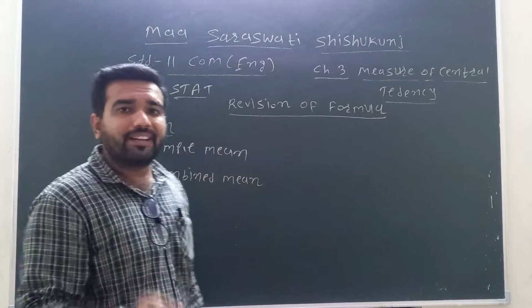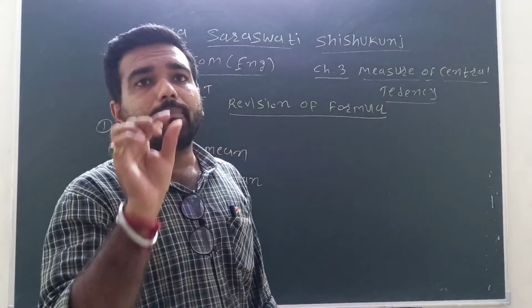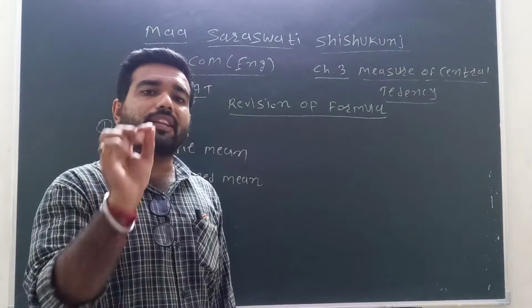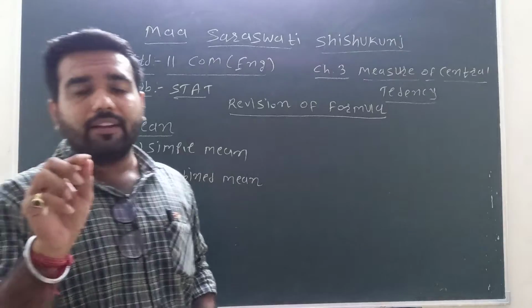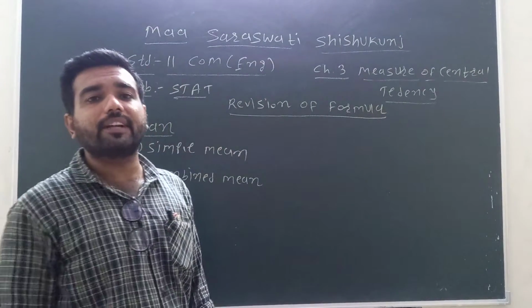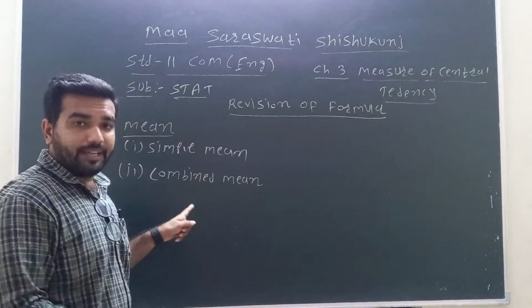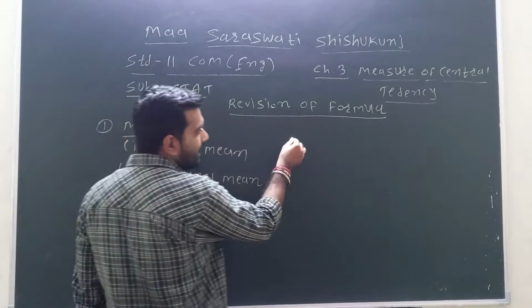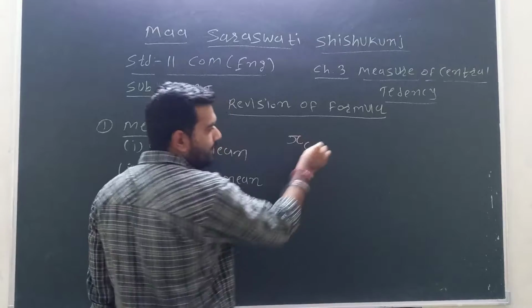Okay, combined mean means when there is more than one observation and more than one mean given. Then we use the combined mean, and it is denoted by x bar c.